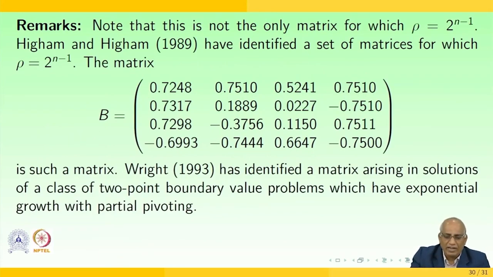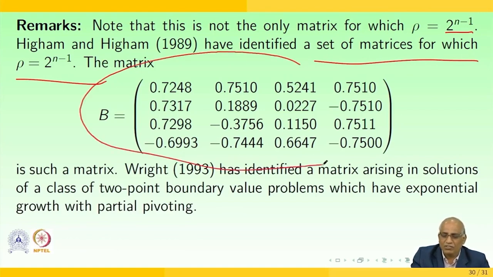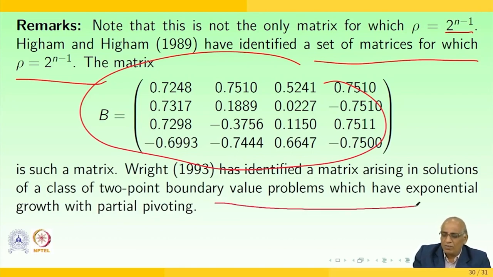So the remark over here is, note that this is not the only matrix for which rho is equal to 2 power n minus 1. Higham and Higham 1989 have identified a set of matrices for which rho is equal to 2 power n minus 1. For example, this matrix, 4 rows and 4 columns, is such a matrix. Wright 1993 has identified a matrix arising in solutions of a class of 2-point boundary value problems which have an exponential growth with partial pivoting.